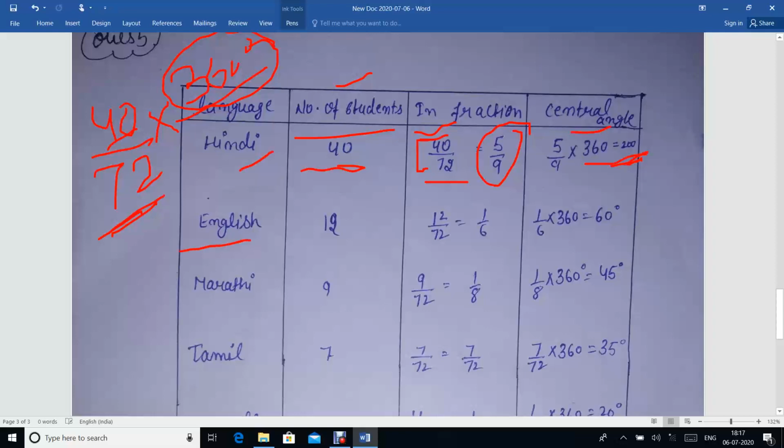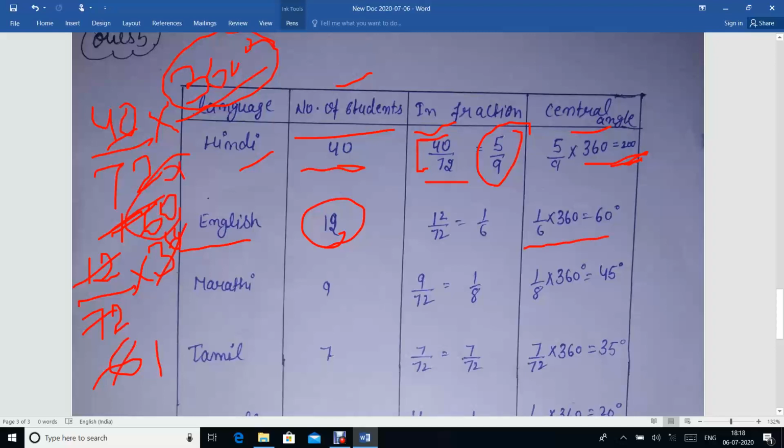The next is English. 12 students speak English, so this time you have to put 12 in the numerator and the total number of students, 72, in the denominator and multiply by 360 degrees. See, 12 ones are 12, 12 sixes are 72, 6 ones are 6, 6 sixes are 36 and 0, so 60 degrees. So the central angle for English is 60 degrees.